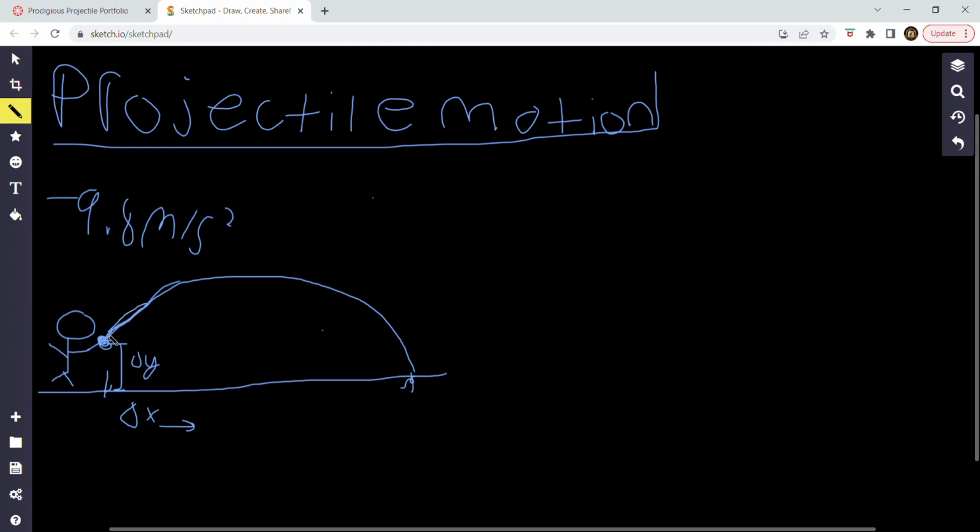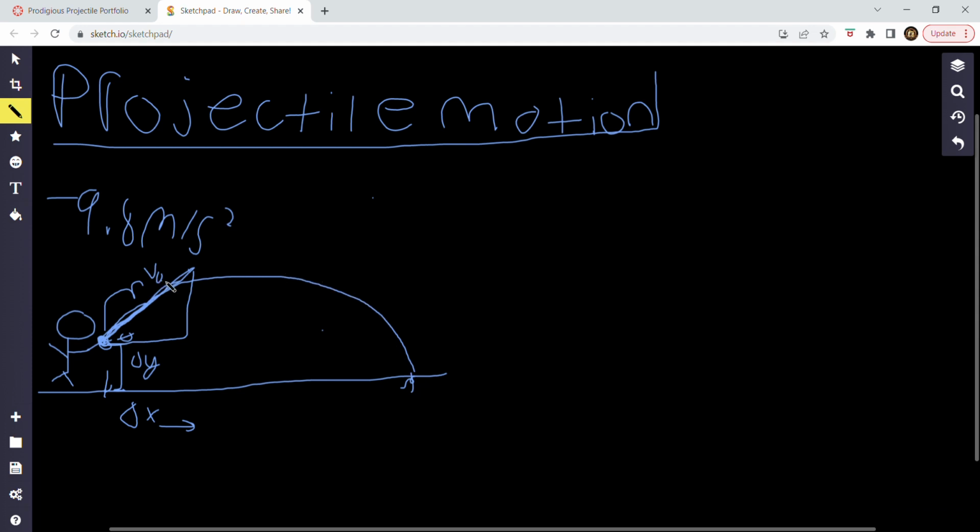And when he throws it, this right here will form what's called the V naught. This is just the magnitude, or you can express it as V0. And this right here is the theta angle, which is the angle at which it will be thrown, and that decides how far it will go.